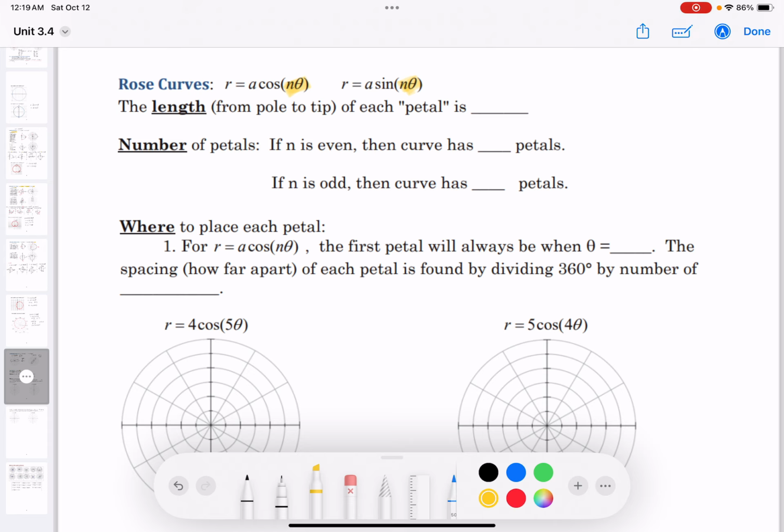The length from the pole to the tip of each petal is A. That means we are going to have a flower. For example, this is my flower. From the pole to the tip of the petal is A. So from here to here is A. From here to here is A. From here to here is also A.